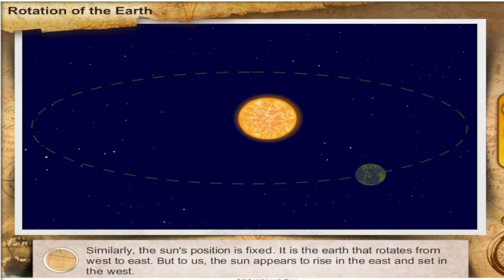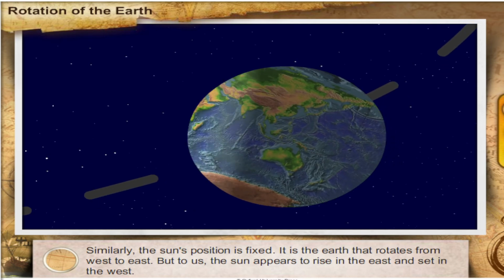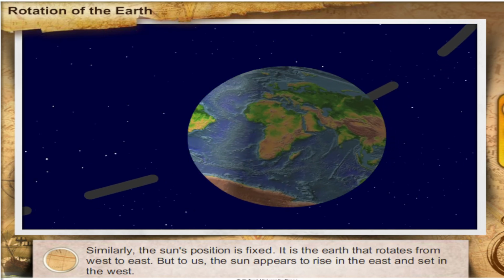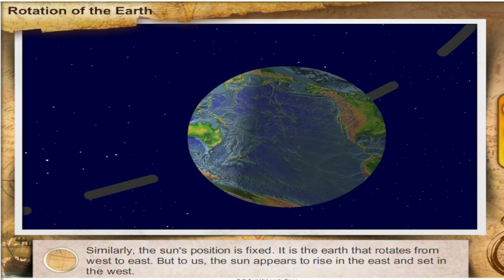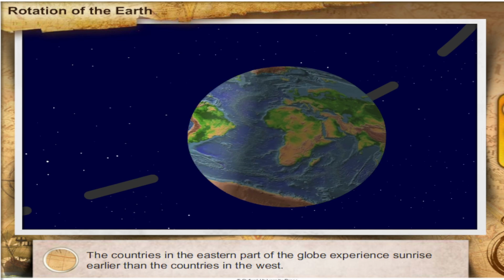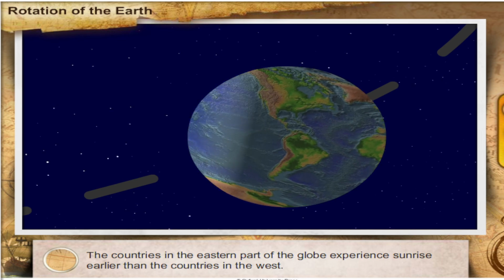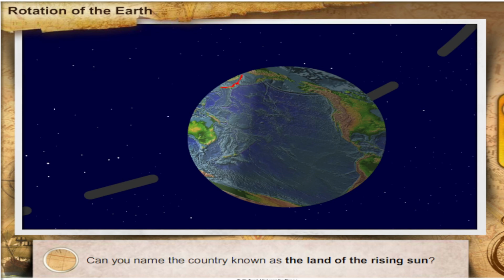Similarly, the Sun's position is fixed. It is the Earth that rotates from west to east. But to us, the Sun appears to rise in the east and set in the west. The countries in the eastern part of the globe experience sunrise earlier than the countries in the west. Can you name the country known as the Land of the Rising Sun? The Land of the Rising Sun is Japan.